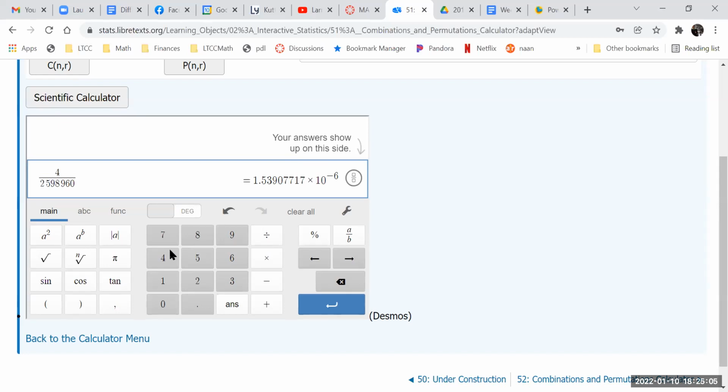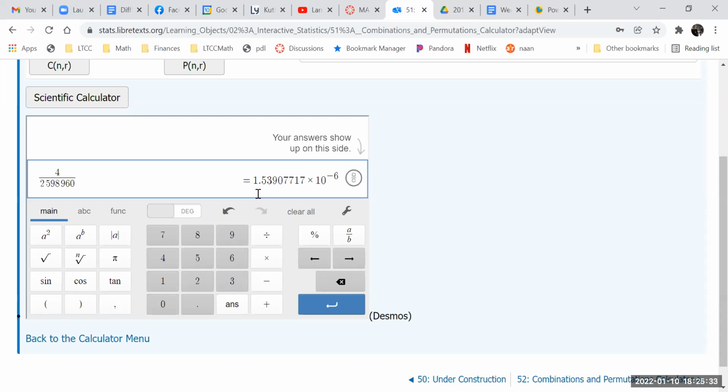So what I did is I typed in 4 divided by that number, and I did copy and paste because if I type it, I'll probably make a typo. And it gives me this. So is the probability about 1.5? What do you think? Okay, the answer is no.